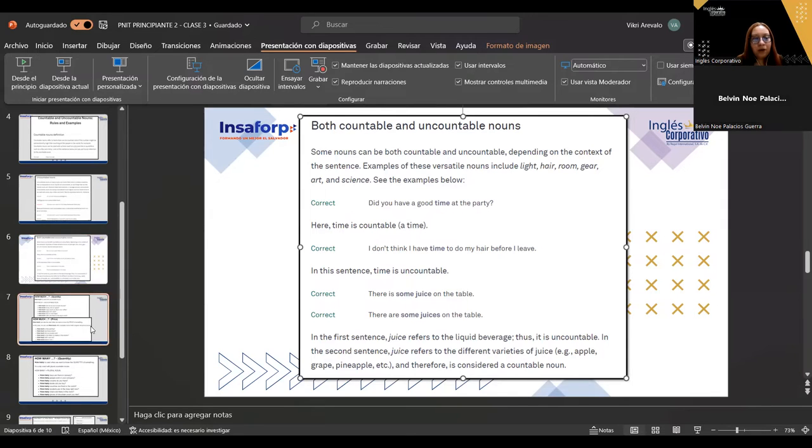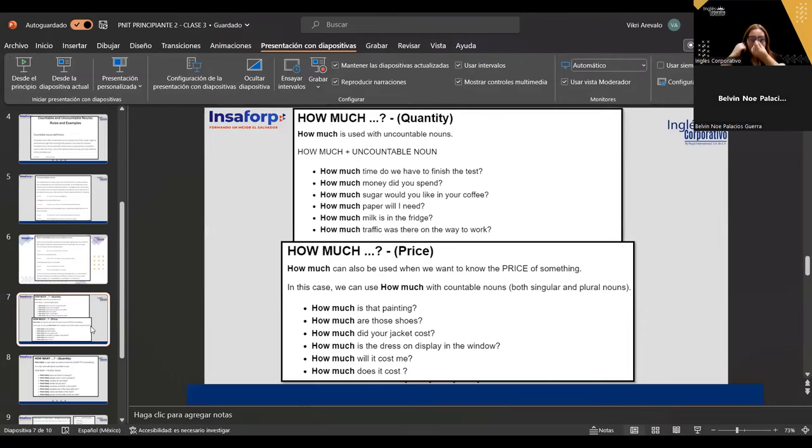Luego, para las preguntas, how much, para todo lo que no se puede contabilizar, lo voy a preguntar con how much, que es cuánto. Okay? No es cuántas ni cuántos, es cuánto, que es en general. ¿Cuánto azúcar, cuánto tiempo, cuánto papel, cuánta leche? Right? Y también esta misma estructura de how much me sirve para preguntar el precio. ¿Cuánto cuesta algo? Correcto. Okay? Eso es todo lo que vimos hasta ahorita.